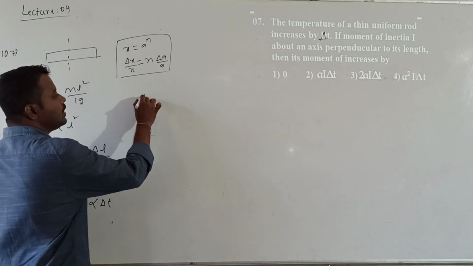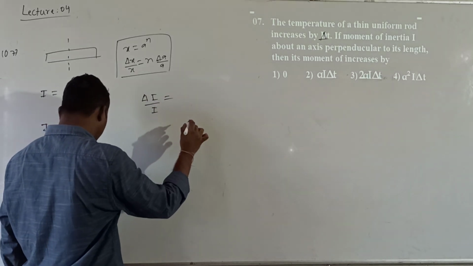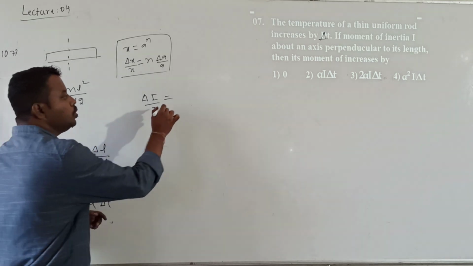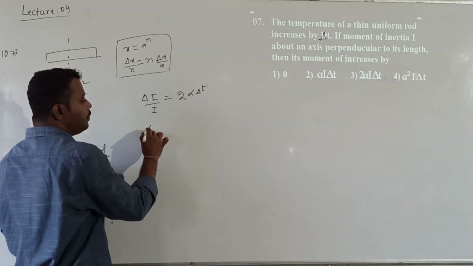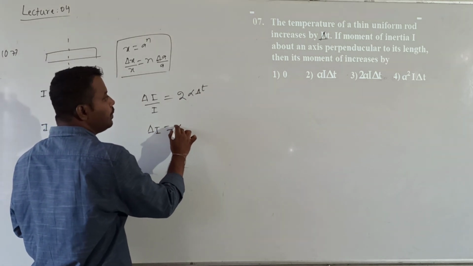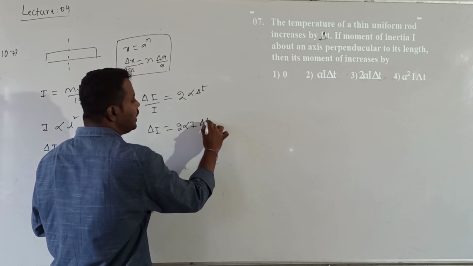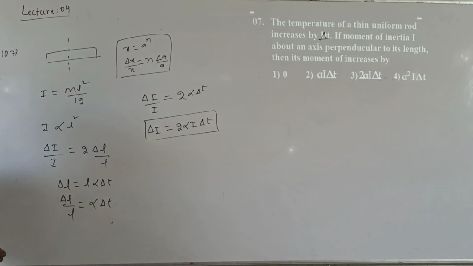Then what will I get as the answer for delta I by I? Delta I by I will be equal to, in place of delta L by L, what can I write? So 2 into alpha into delta T. Therefore, delta I will be given by 2 into alpha into I into delta T. What is delta I? Delta I is called the increase in the moment of inertia.